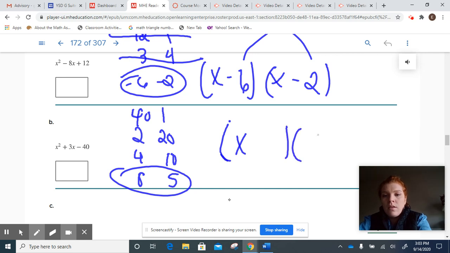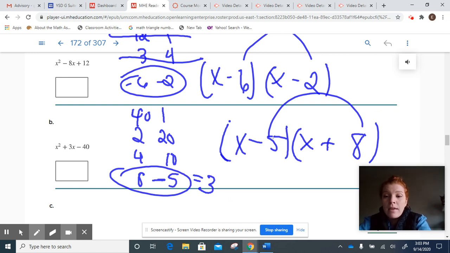x, 5, 8. Now to make a positive 3, I would want positive 8 minus 5, because that makes the 3 that I need that's in the middle, the positive 3. And then of course, I'm going to go back in and double check, do these two numbers make -40 when you multiply? And they do.